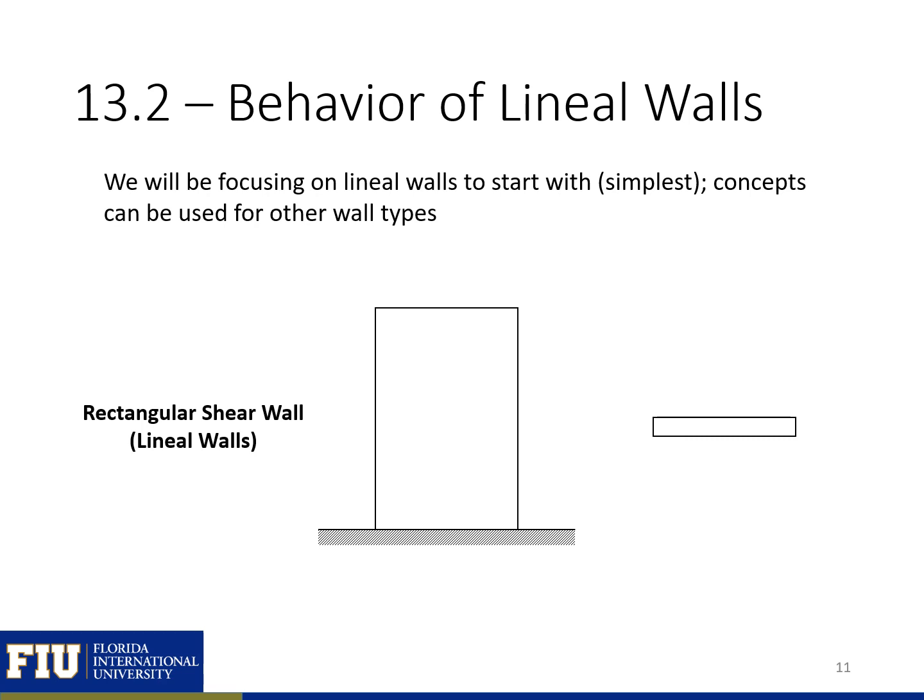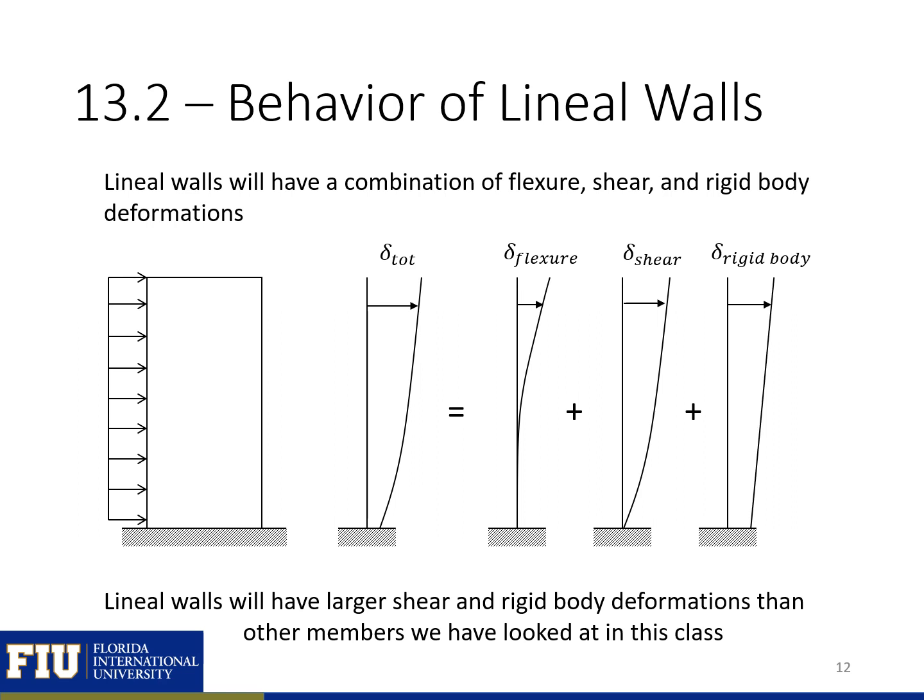We will focus on lineal shear walls to start. These are the simplest, and then we'll see how these concepts can be used for other types of shear walls. Lineal walls are going to have a combination of flexure, shear, and rigid body deformations. When we were talking about columns, the deformation is dominated by flexure. When we have shear walls, our shear deformations and rigid body deformations are going to be more critical. So lineal walls have larger shear and rigid deformations than other members that we have looked at in the class so far.